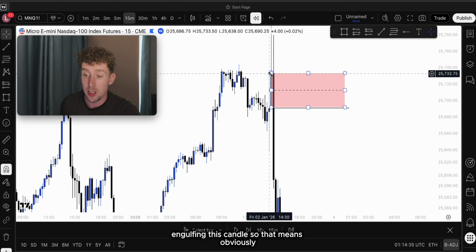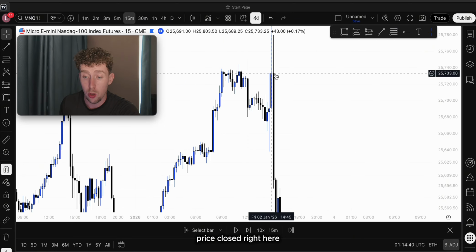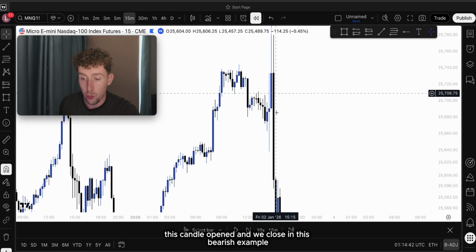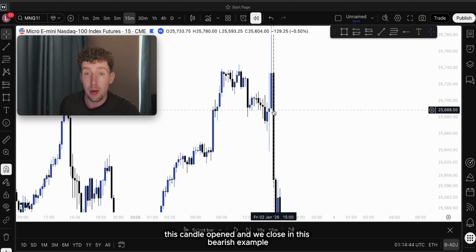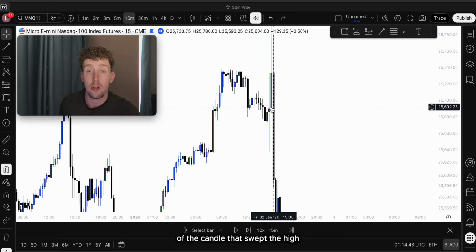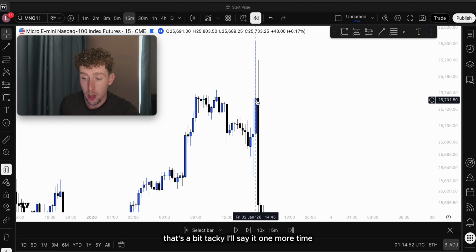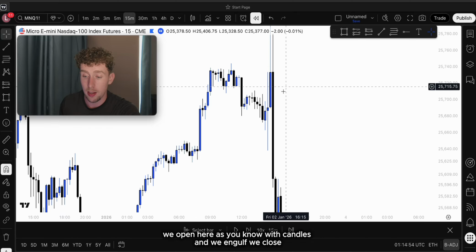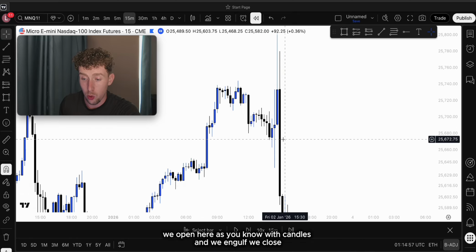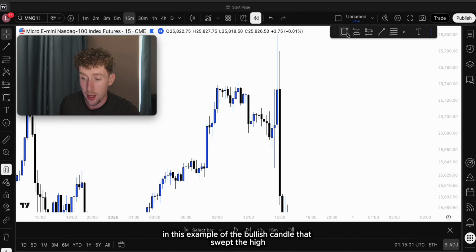So that means, obviously, price closed right here. When I take away the drawings, price closed right here. This candle opened and we close, in this bearish example, below the bottom of the body of the candle that swept the high. That's a bit techie. I'll say it one more time. We open here, as you know, with candles, and we engulf, we close below the body, in this example, of the bullish candle that swept the high.